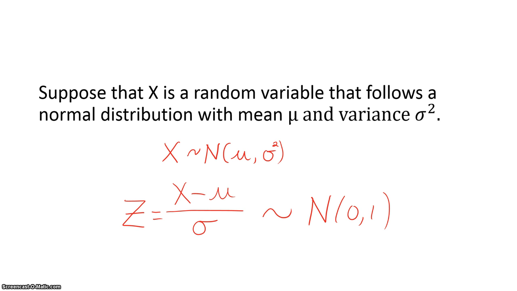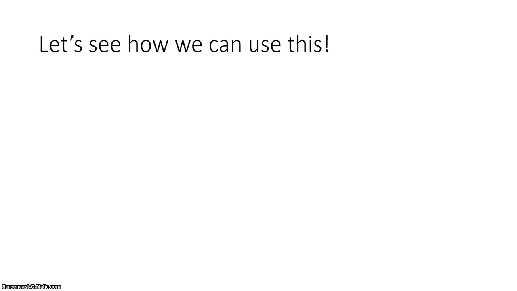This is only true because we started with a random variable that had a normal distribution. If we started with a random variable that did not have a normal distribution, this z would not be normally distributed. And just a reminder, this is our standard normal. So this gives us a way that we can use the standard normal tables to find probabilities for other normal distributions. Let's see how.